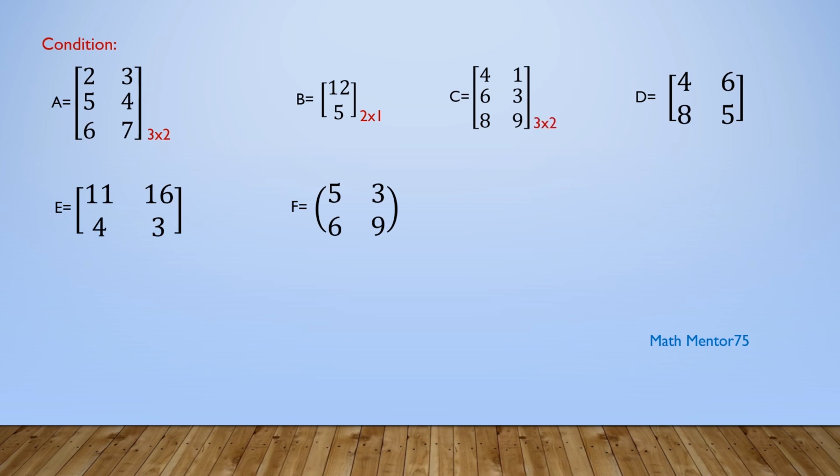For the matrices D, E, and F, the order is the same. That is 2 into 2, 2 into 2, and 2 into 2. The matrix F is represented by parentheses, while the other 5 matrices are represented by square brackets. These are two ways of representing matrices. Both are equally good. Both are applicable.